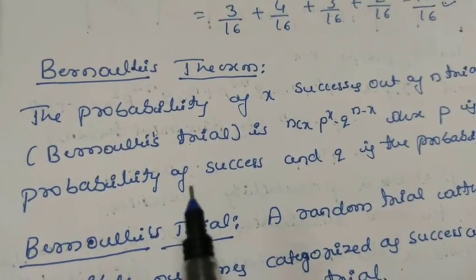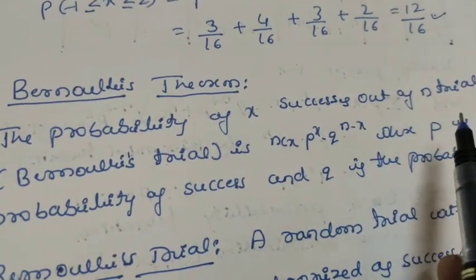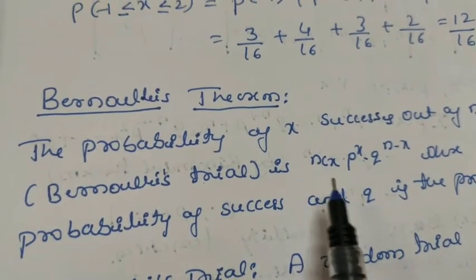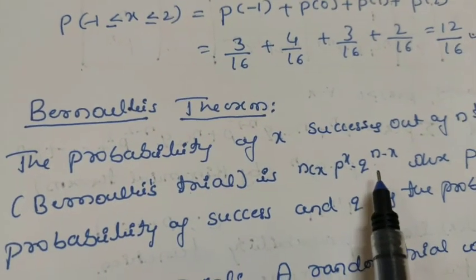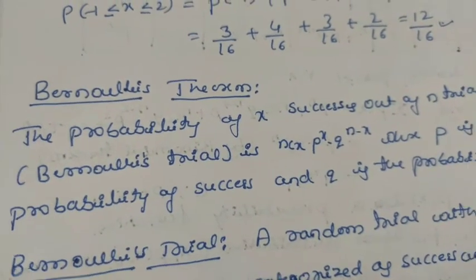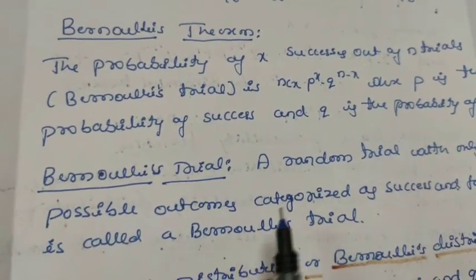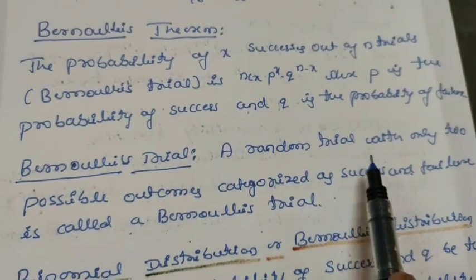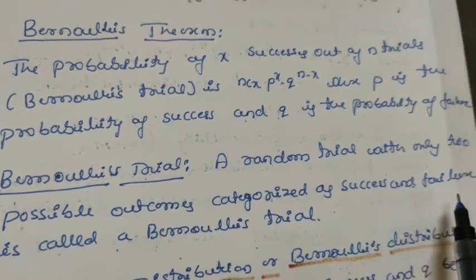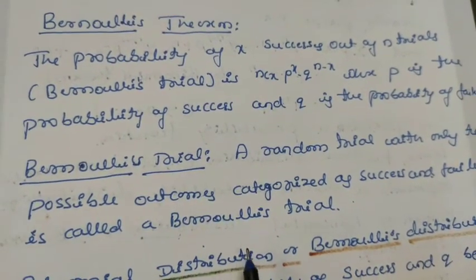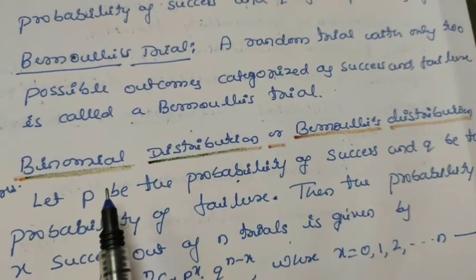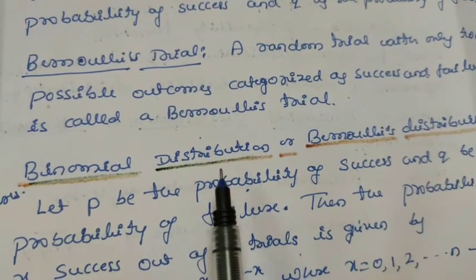The probability of x successes out of n trials, Bernoulli's trial, is nCx p raised to x q raised to n minus x, where p is the probability of success and q is the probability of failure. So a random trial with only two possible outcomes, categorized as success and failure, is called a Bernoulli's trial. This is a Bernoulli distribution or binomial distribution.